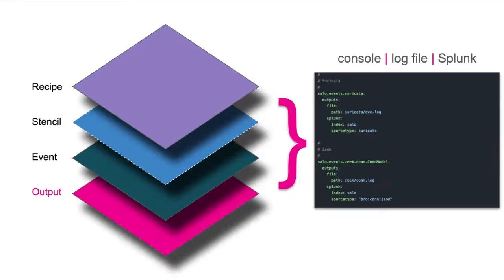And the final layer is output, because all this data generation is completely useless unless we can do something with it. Right now, it can output to console, raw log file, as well as directly into a Splunk index. There's a really simple configuration file that allows you to customize that, and there are modules that allow you to expand on this too. So if you wanted to develop this for other outputs or other endpoints, it's a pretty simple process to do.